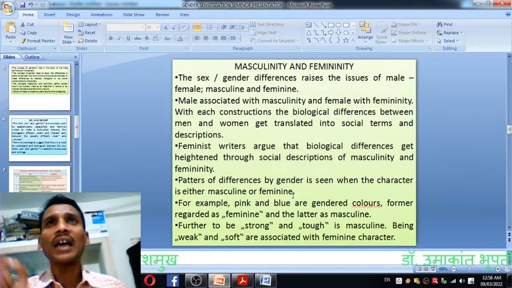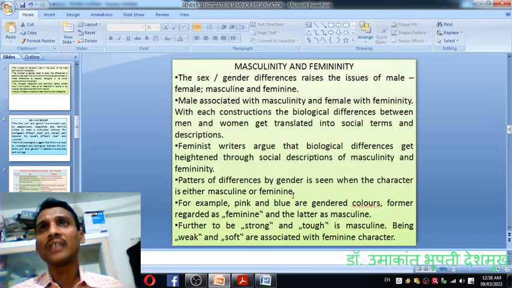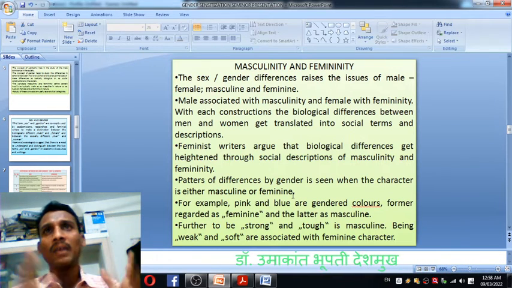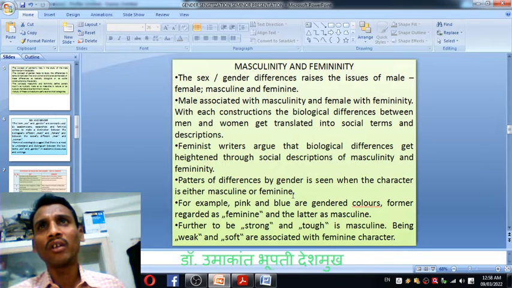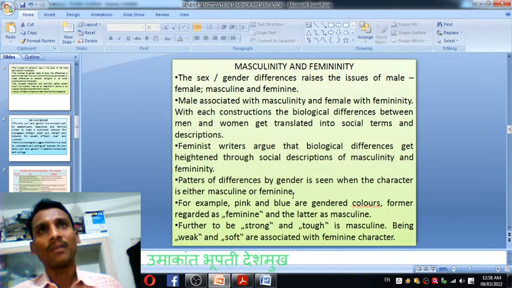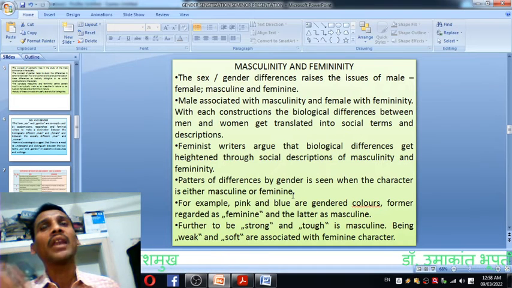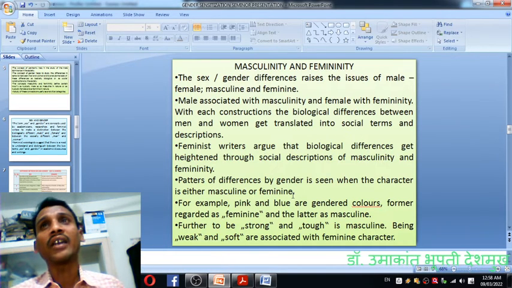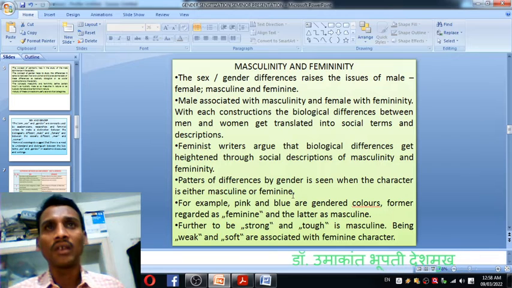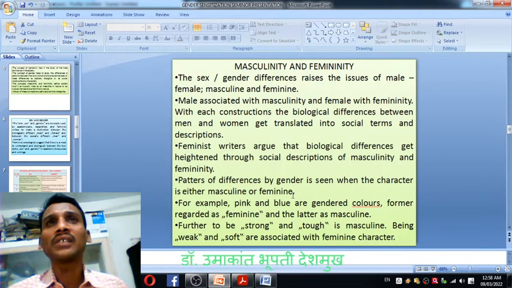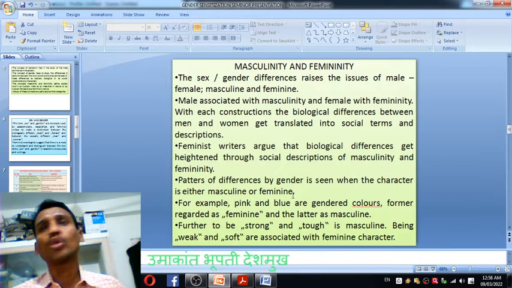The sex or gender differences raise the issues of male and female, that is, masculine and feminine. The male is associated with masculinity and the female with femininity. With each construction, the biological differences between men and women get translated into social terms and descriptions. Feminist writers argued that biological differences get heightened through social descriptions of masculinity and femininity.